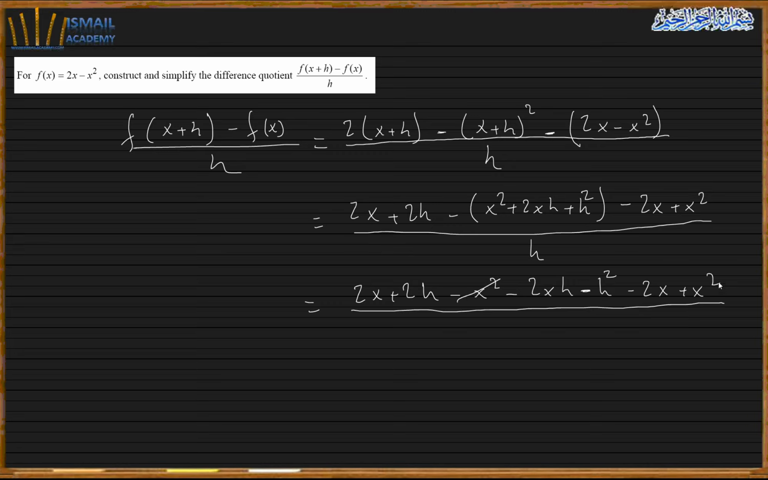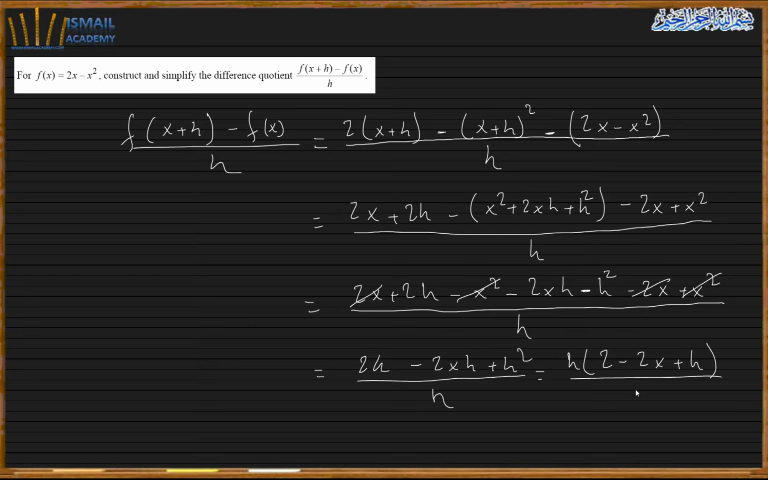Alright, now I'm going to simplify. 2x with 2x, that's it. Now I have 2h minus 2xh minus h squared over h. As you see, we have h as a common factor in the numerator, so I take h as common factor: h times 2 minus 2x minus h, over h. I cancel this and I get my simple form, 2 minus 2x minus h, and this will be your answer.